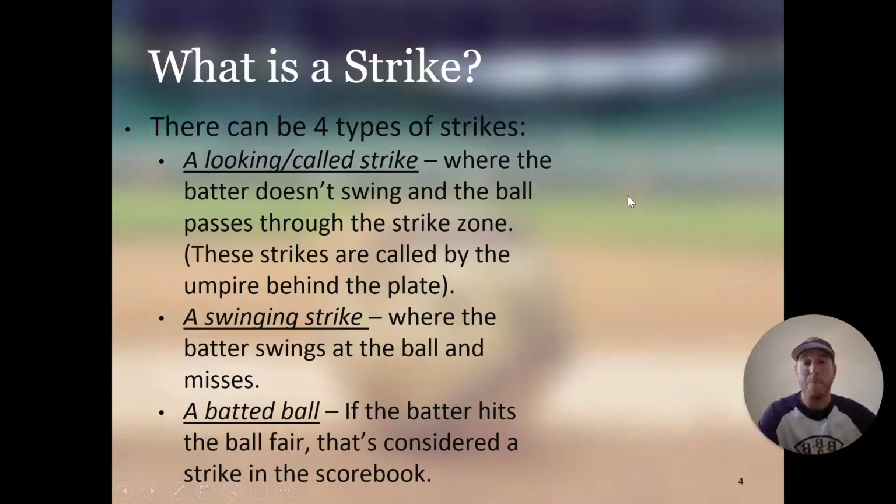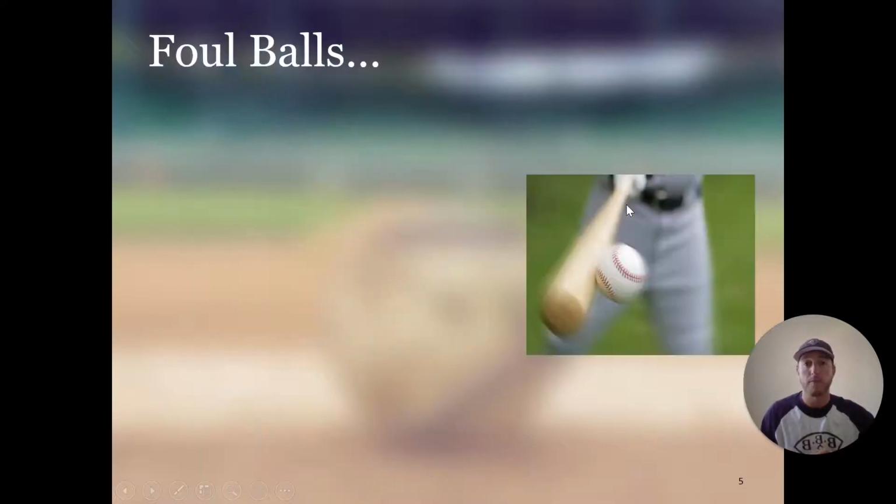The next one is a batted ball. So this is a ball that the batter hits into fair territory where they're running to first and the defense is making a play on it. In the scorebook, that's considered a strike for the pitcher and the batter. So a batted ball is also a strike.